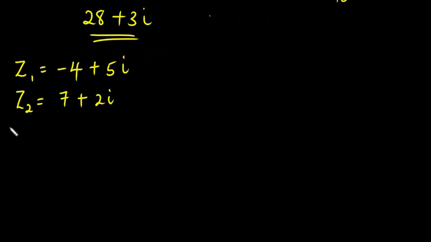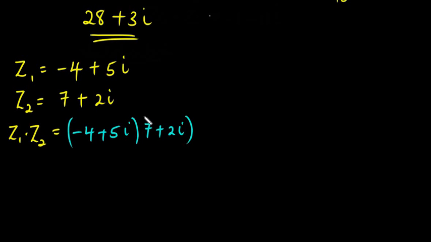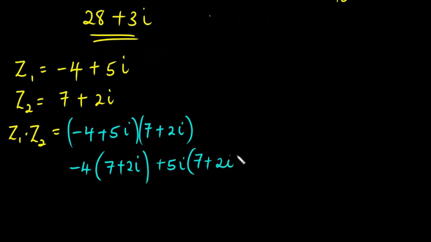So let's multiply Z1 by Z2, just like we have done for the other one. So we have negative 4 plus 5i, we multiply by 7 plus 2i. Okay, so let's expand this. It's going to be negative 4, we multiply by 7 plus 2i, and then plus 5i, we multiply by 7 plus 2i. Okay, let's open the brackets.